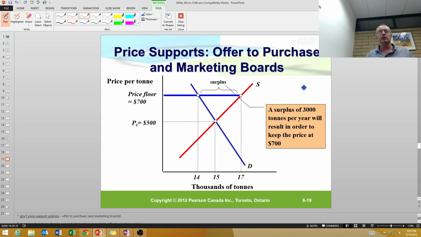So this just demonstrates exactly what we just looked at. Here's our demand curve, here's the supply curve, here's our equilibrium price, here's our floor price. Floor prices create surpluses. At this price, the market suppliers produce this quantity here, but consumers only want to buy this quantity here.